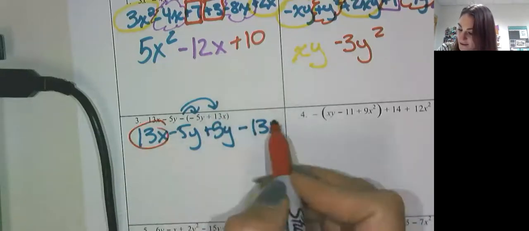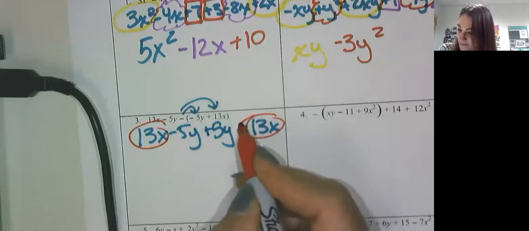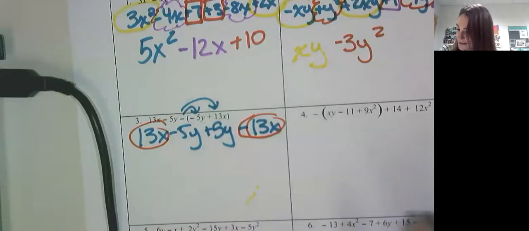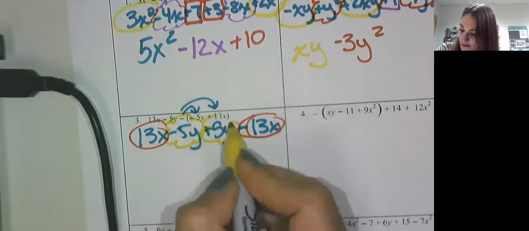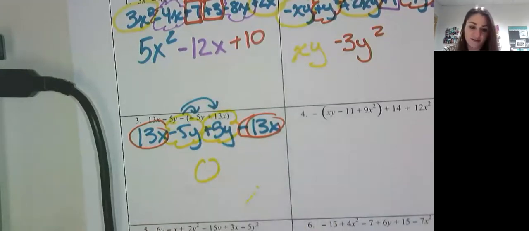Now these are going to make 0 because we have a plus and a minus. And then this -5y and +5y are going to make 0 as well. So that simplifies into 0.